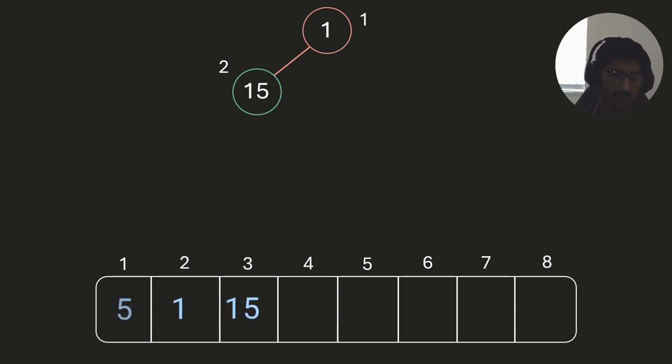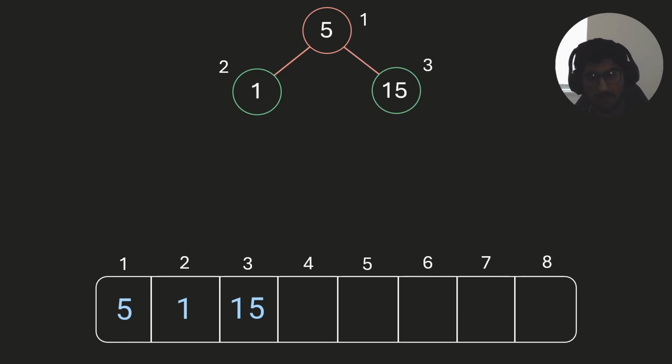Let's say I add 5 now. So now 5 is the root node, and 1 is the left subchild, and 15 will be the right subchild. Now if I look at this, once again, 1 is smaller than 5, so I just swap those two, and 1 is smaller than 15, so we just keep that there.